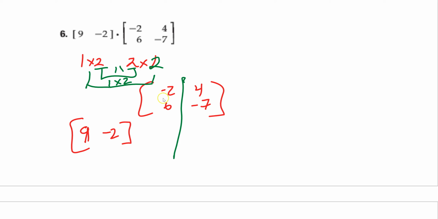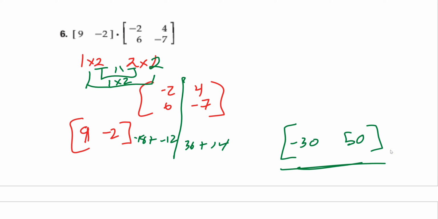So again, we're going to multiply the first two. 9 and negative 2 is negative 18. Plus, multiply the next two. Negative 12. Move on to this one. Multiply the first two. 9 times 4 is 36. Plus, negative 2 times 7 is negative 14. So we get negative 30 and 50.